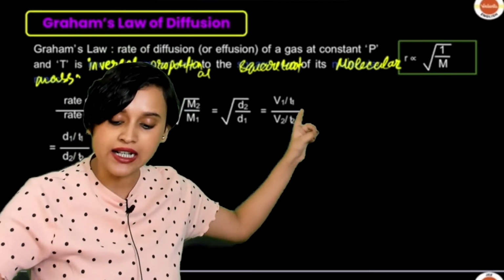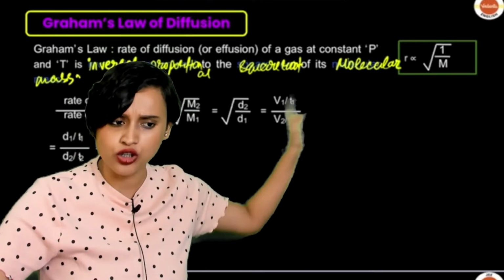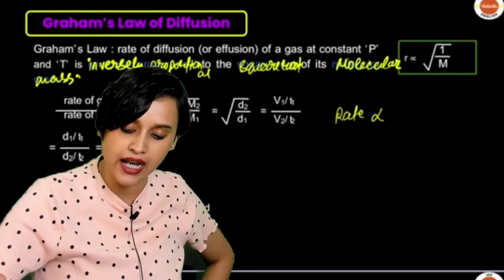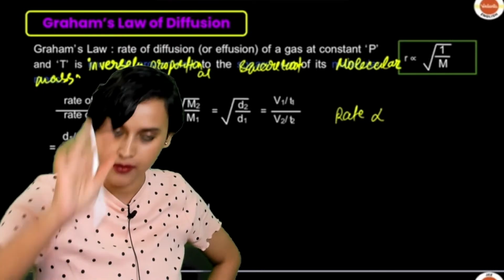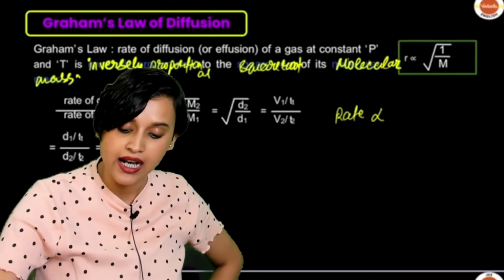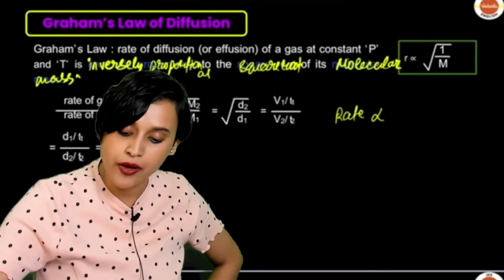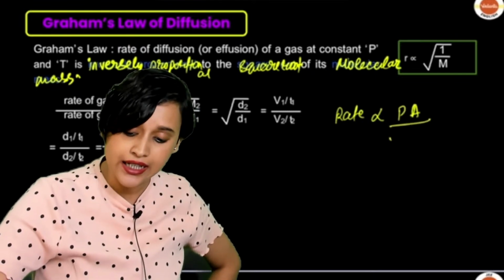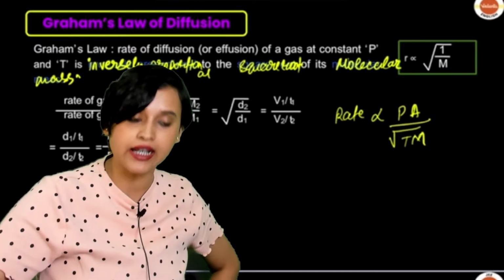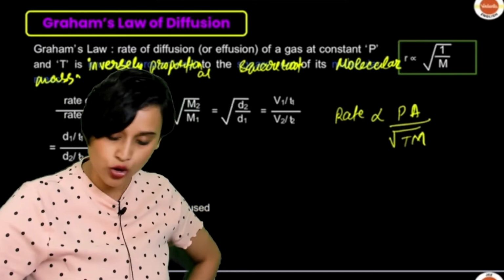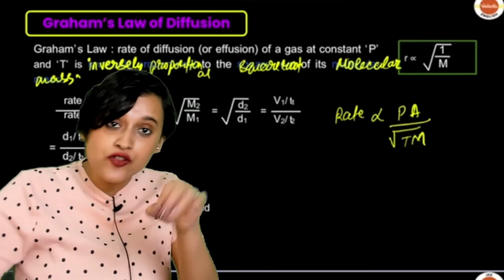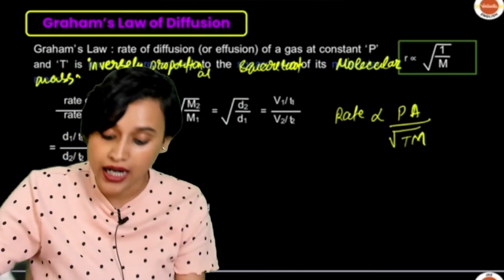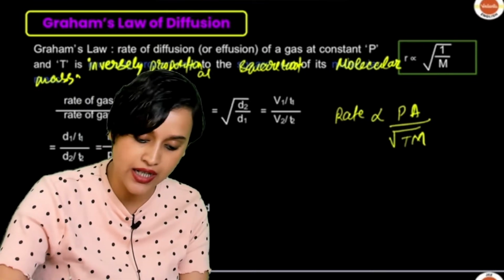So basically, forget about all of that written here. Right now, understand that rate is directly proportional to 1 by root m. I said constant pressure, right? But before that, let me write down this formula: rate is proportional to P A divided by root over T and M. Now let us consider pressure to be constant, but even before that, let me write down what is what.